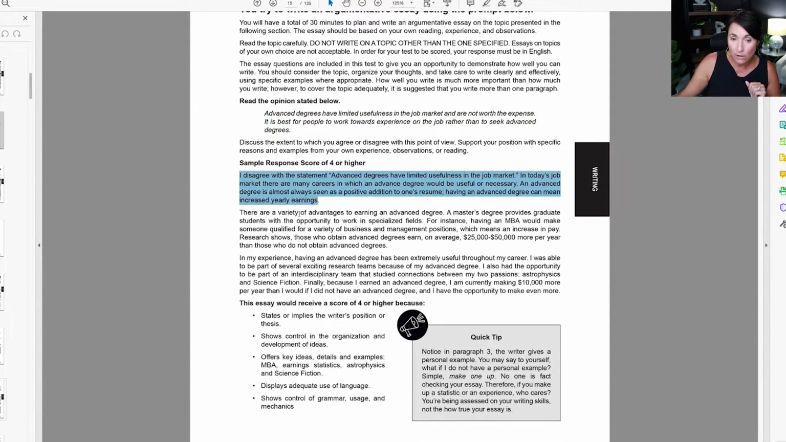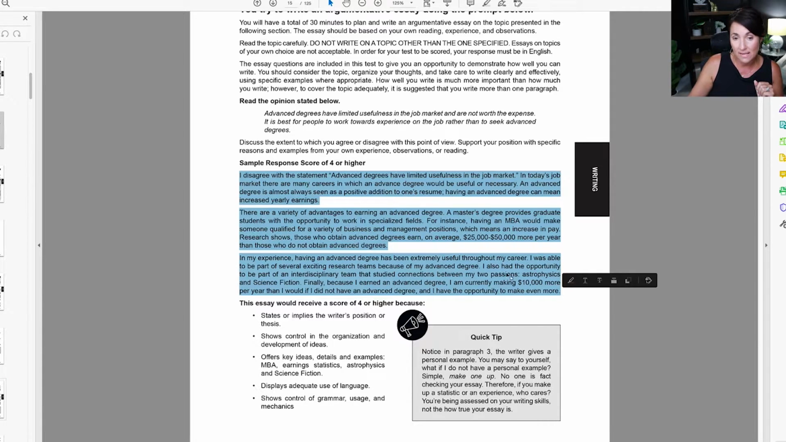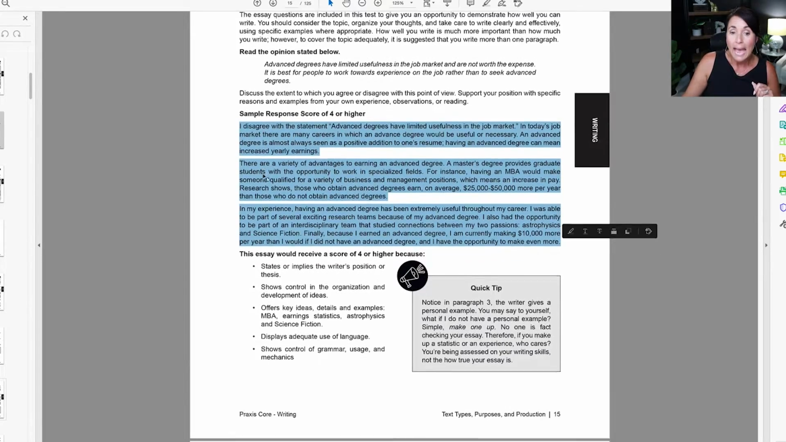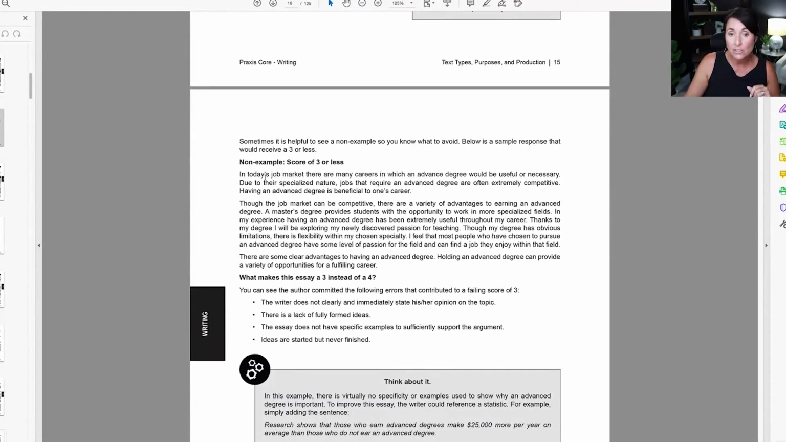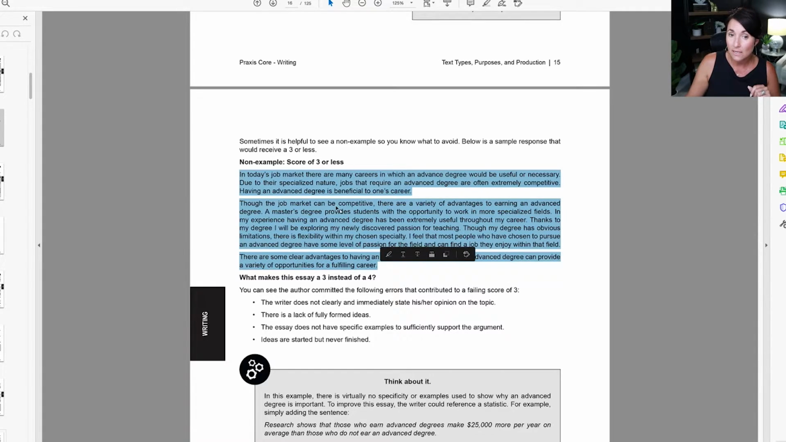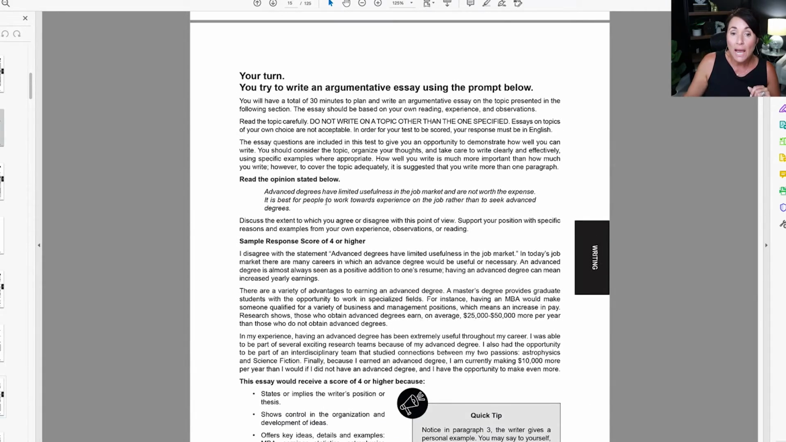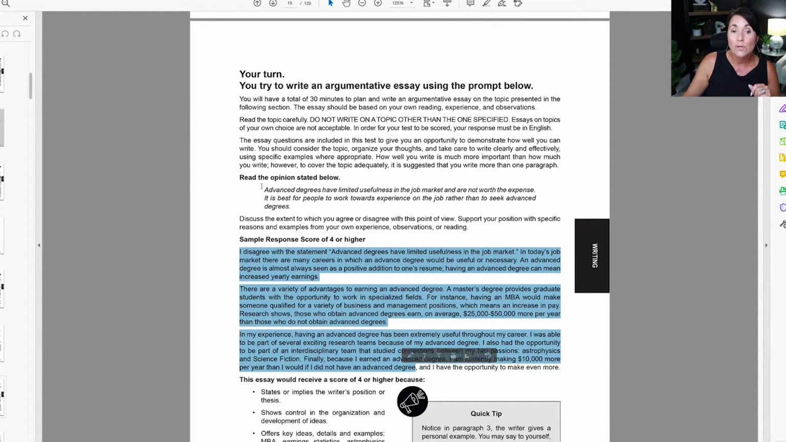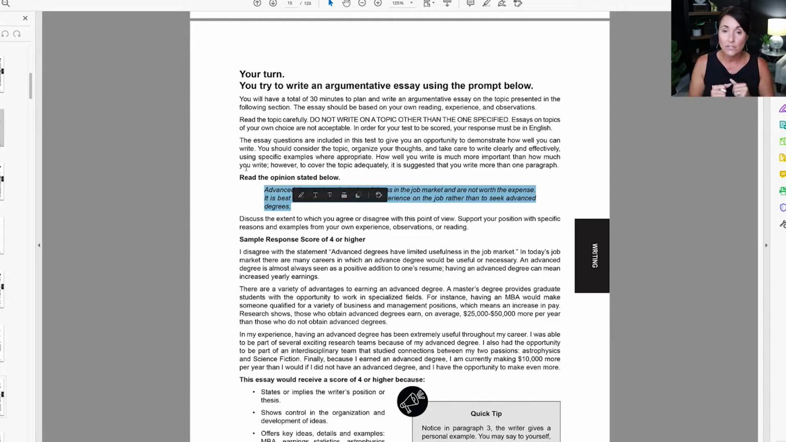I have a 3-paragraph essay here. There's several ways to write this essay. This will work too. I show you why it's a 4, and then I show you a non-example of why it's a 3 or less. Take a look at that. But what I would do for this, before you read my essay here, I would read this and write your own essay. Okay?